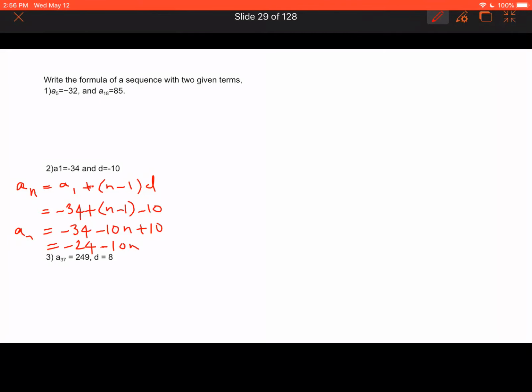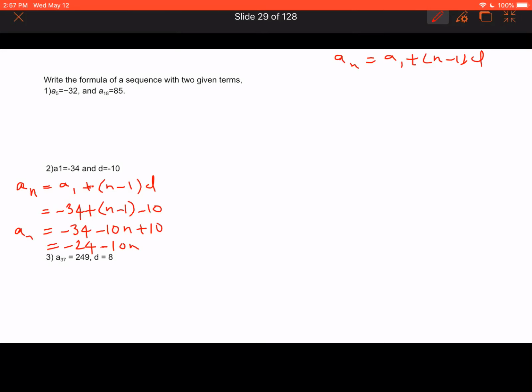Okay, in the first case a5's value is given, the value of the fifth term in the sequence is given, the value of the 18th term in the sequence is given, and they are asking us to write the general formula of the sequence. So what we have to do is we try to write the formula, right? An is equal to a1 plus n minus 1 times d.